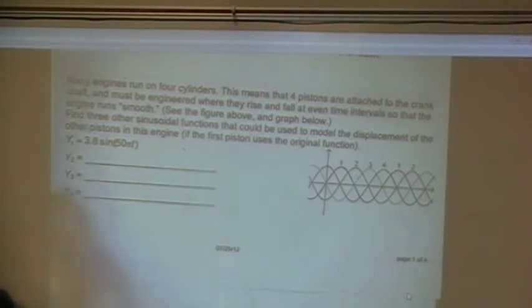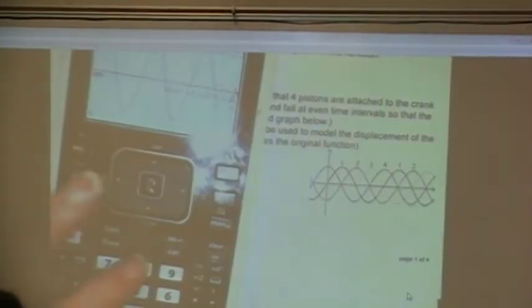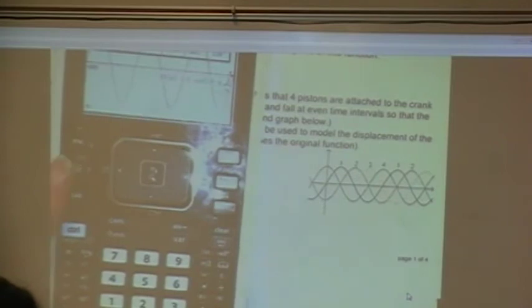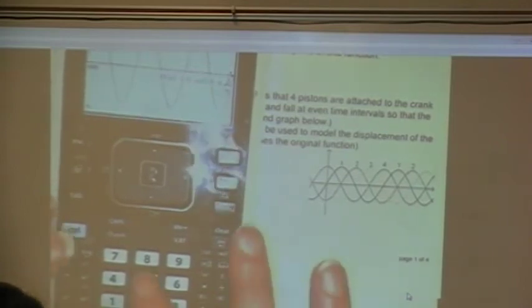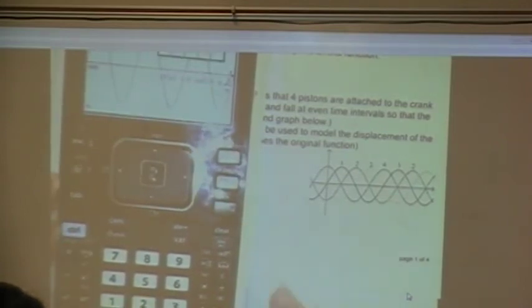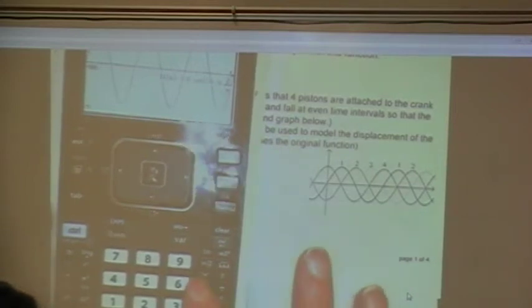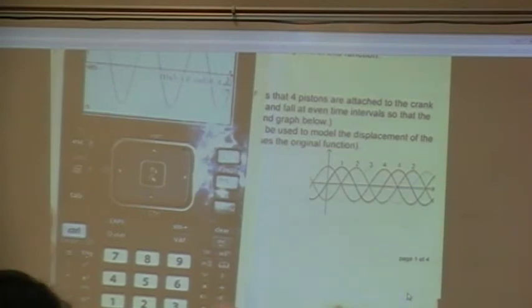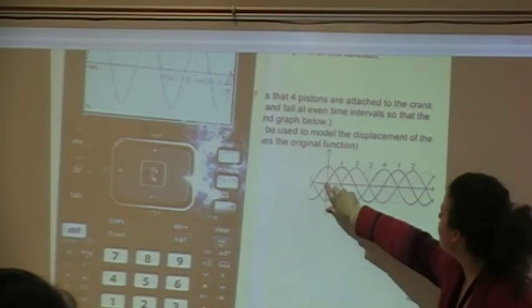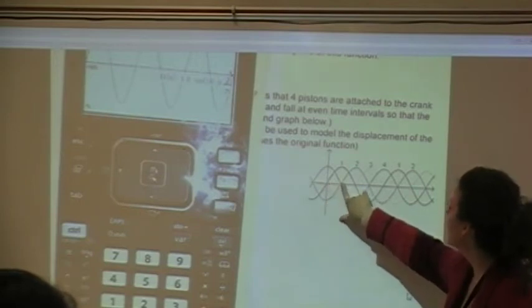So I'm going to hit tab. The 3.8 does not change. Sine does not change. 50 pi does not change. I am going to put another set of parentheses, and I'm going to do x minus, and shift right. I mean, you can shift left if you wanted to, but I'm going to see if I can find this 2.